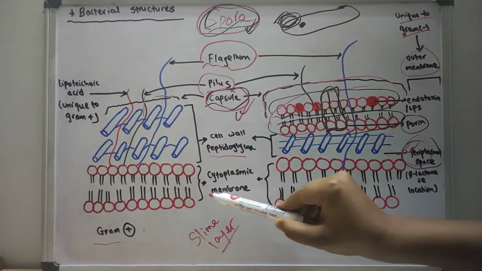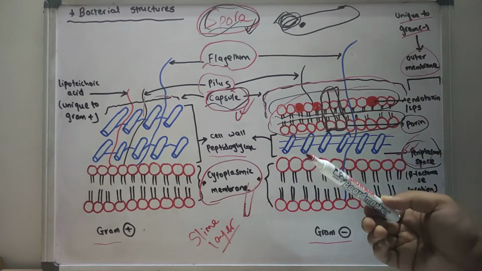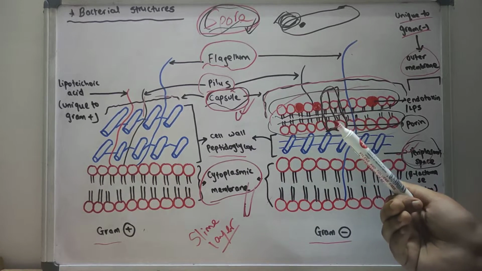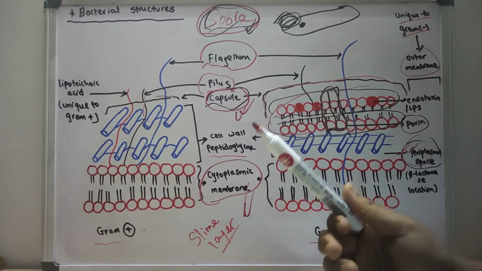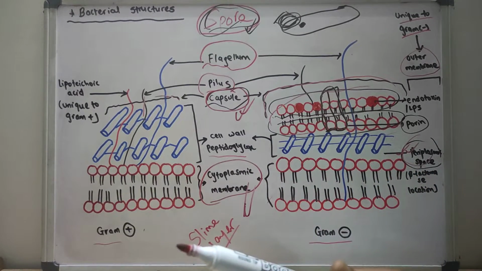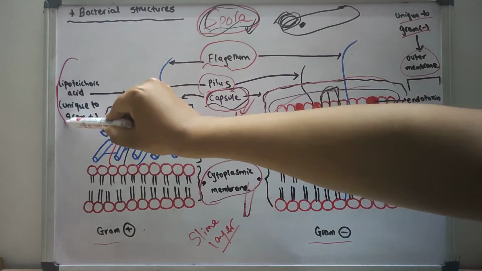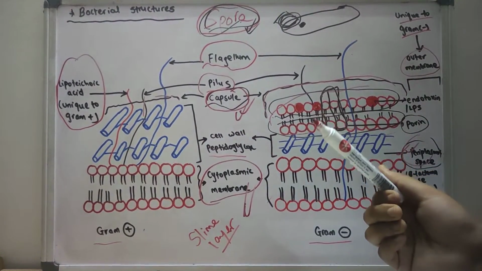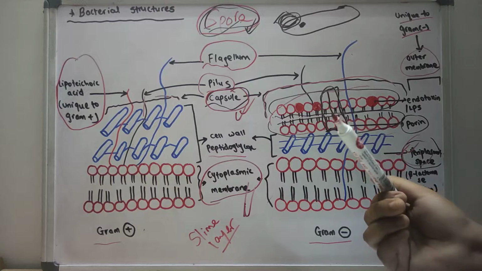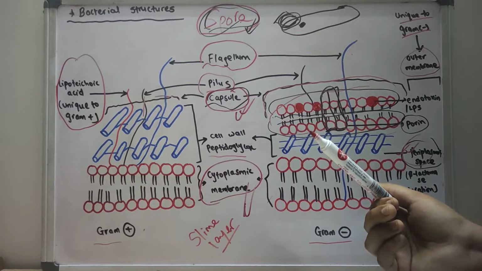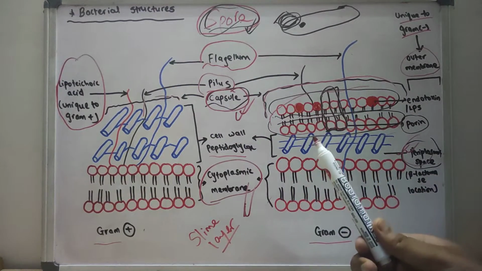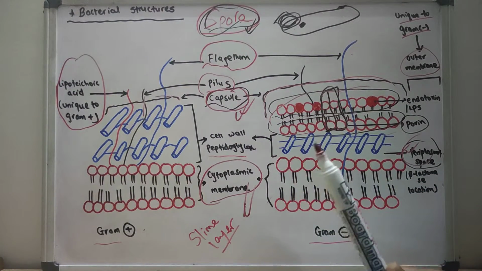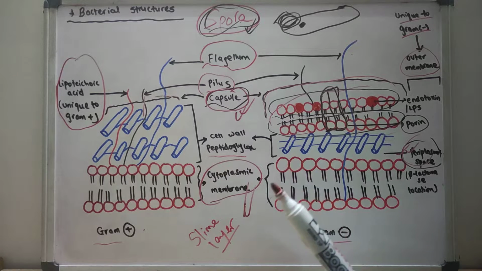Now let us talk about the cytoplasmic membrane. The cytoplasmic membrane is the phospholipid bilayer sac with embedded proteins like penicillin binding proteins and various other enzymes. The lipoteichoic acid is unique to gram-positive bacteria only, and it extends from the membrane to the exterior. The main function of the cytoplasmic membrane is that it is the site of oxidative and transport enzymes.